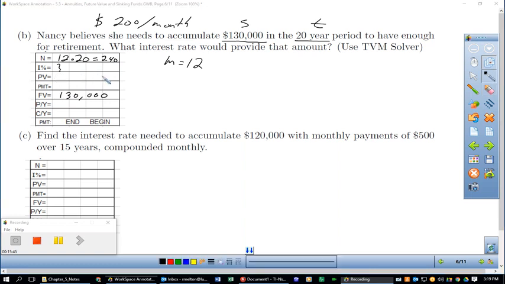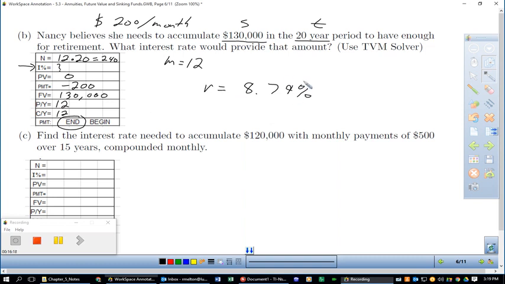Our present value, we don't know. Well, we do. She hasn't put anything in that account yet. So the present value is 0. Payments per year, it's monthly, so that's 12. Compounding is 12. And we are still at the end because that didn't change from the first part. She's putting that money in at the end of each month. So, end. And if we put that in our TVM solver, we would find that this number right here is 8.79%. So our rate is 8.79%.